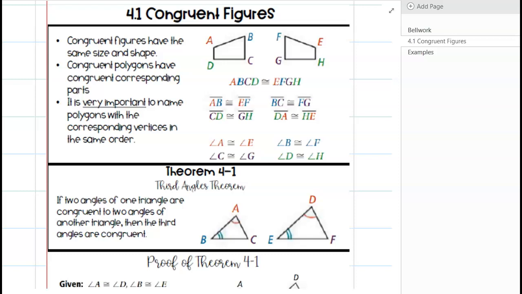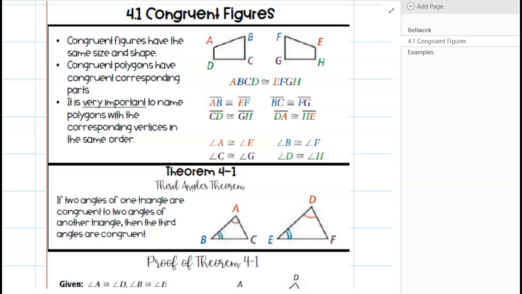If you look at these two figures here, if you lay them on top of each other exactly like they were, they wouldn't lay on top of each other because this one on the right is flipped over. But if you reflected it, if you flipped it over on top of that one, they would line up right on top of each other. They would be the exact same shape and the exact same size.